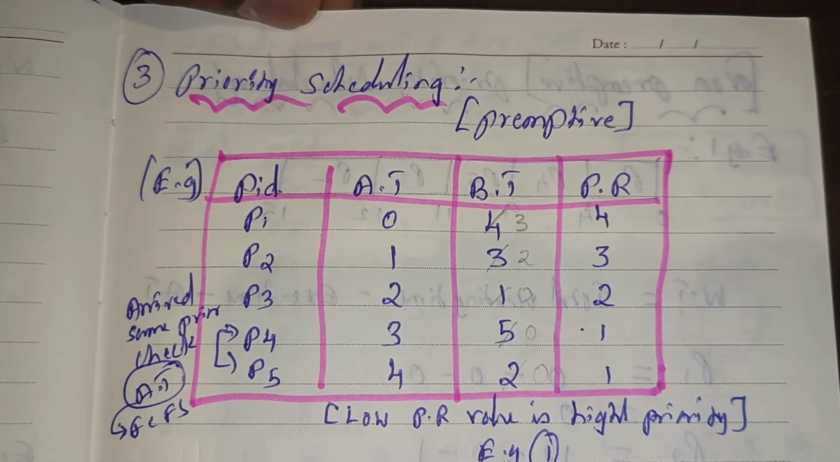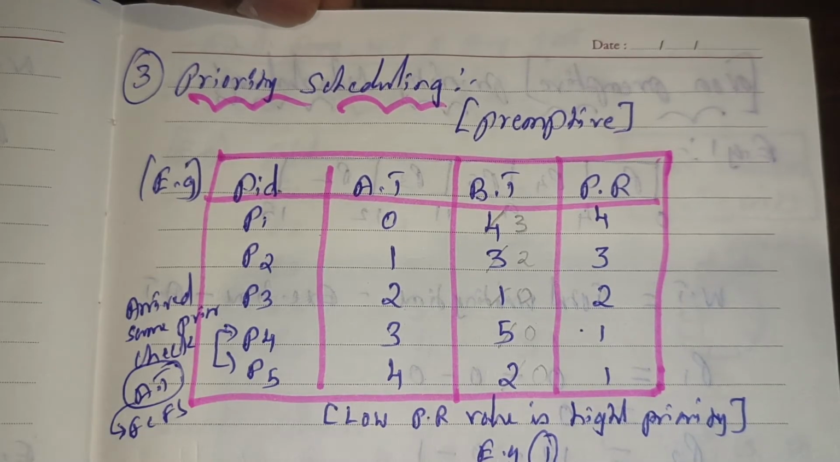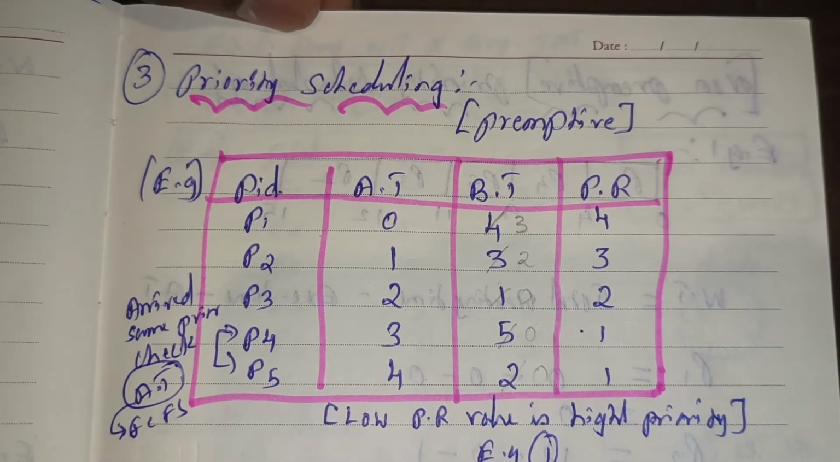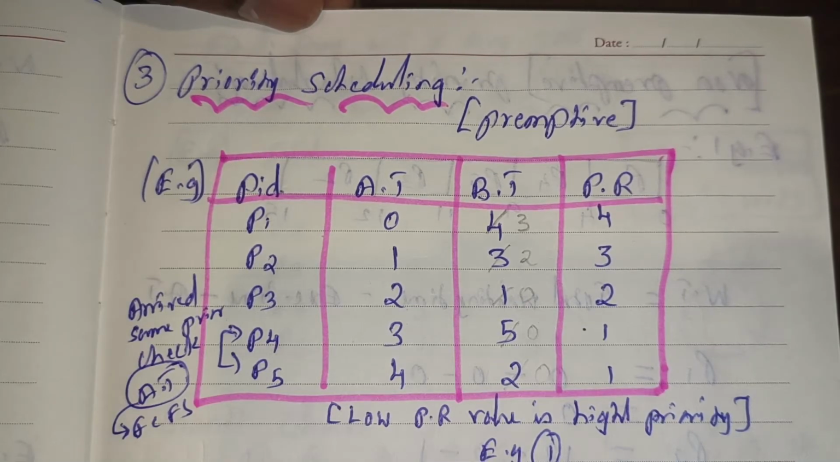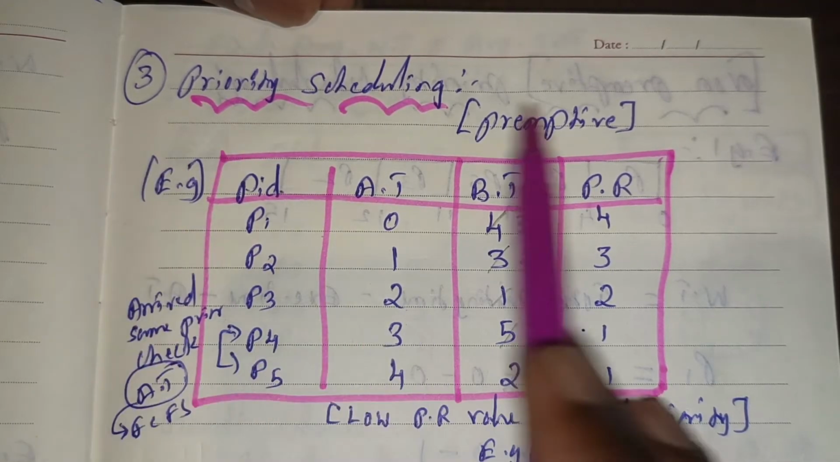Preemptive will always interrupt the process which is running inside a CPU if it has the highest priority or else the lowest burst time. Based on the priority, it will interrupt, right? If it is non-preemptive, the process will not leave the CPU unless it completes the task, right? So here, this is the example.